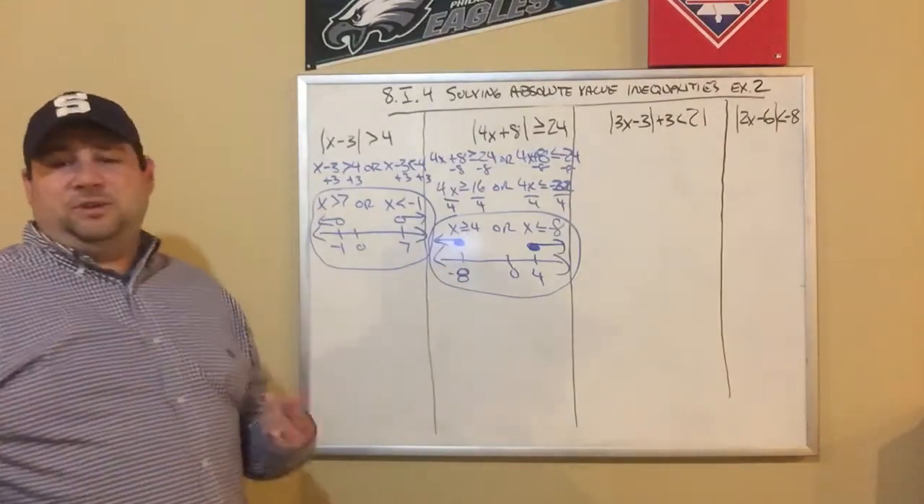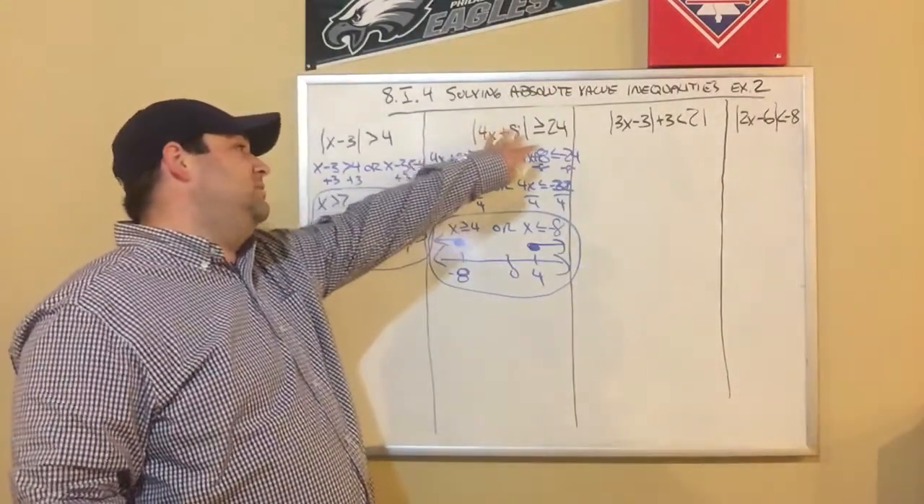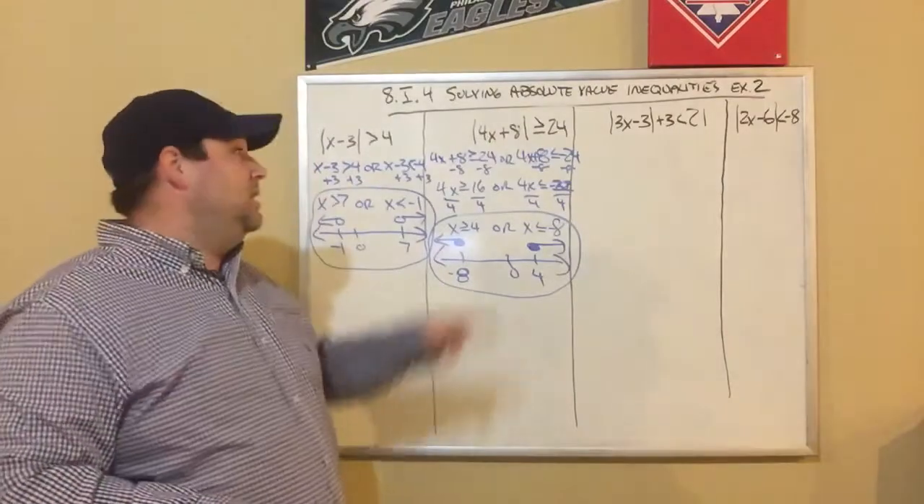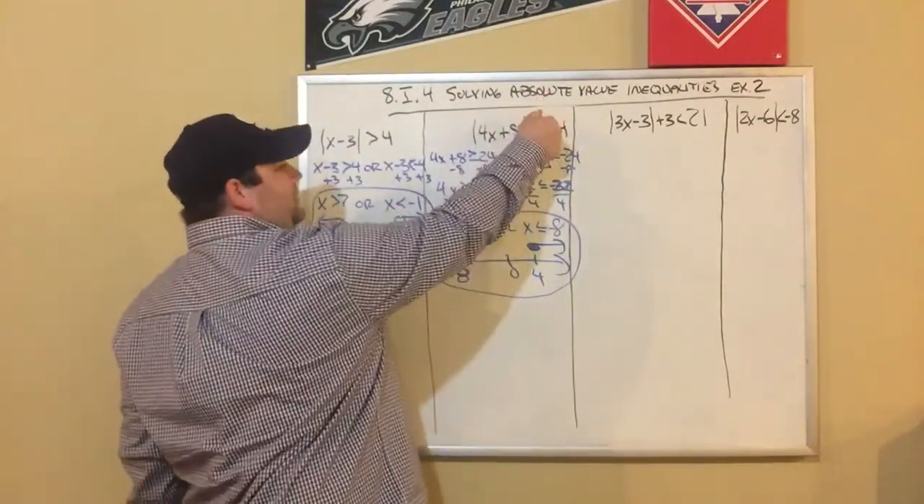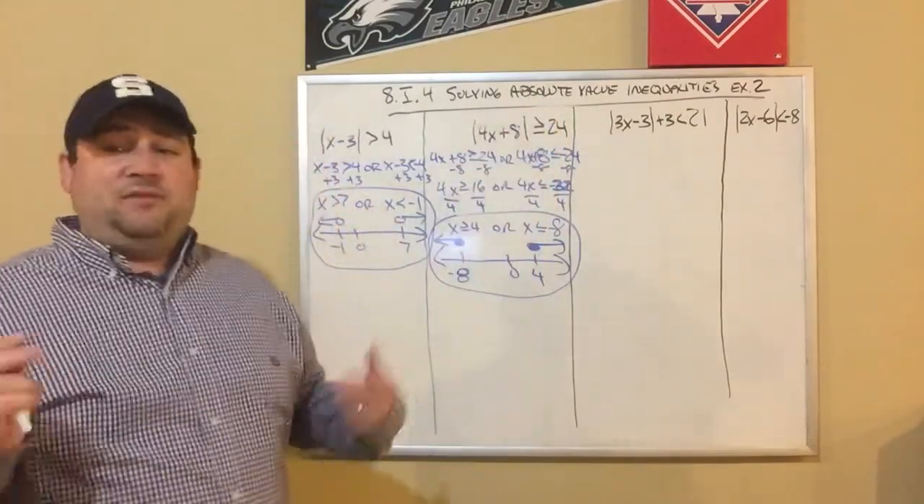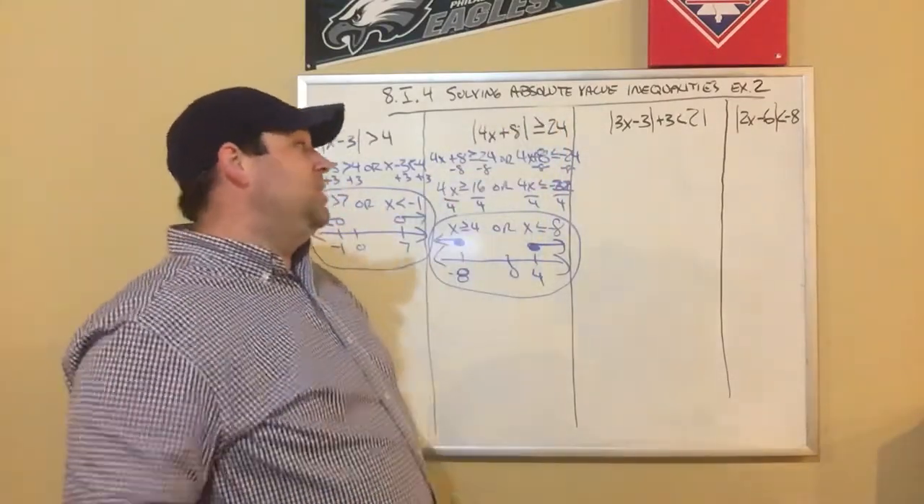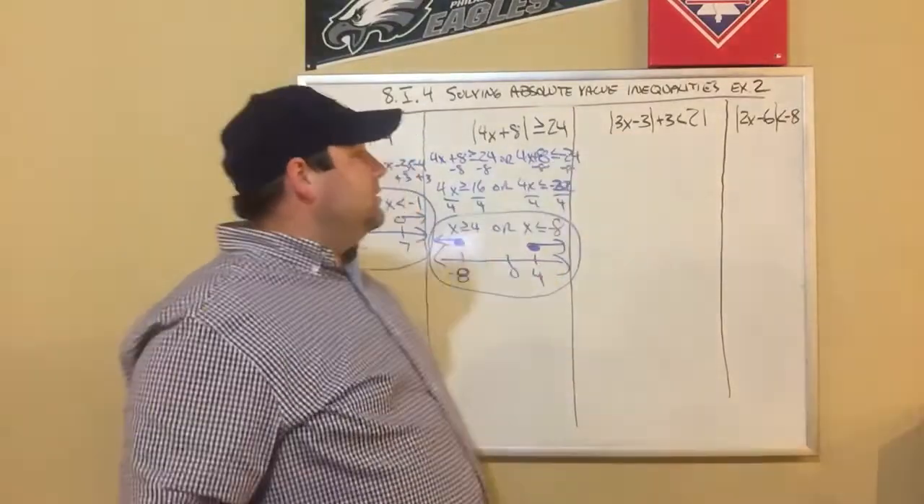So you can see all you're doing is you take the absolute value, you get rid of the absolute value symbols, solve the one as it's written. The other one, you just flip your inequality symbol and make the number negative and solve that one as well, and then you've got your answer. So let's look at our third one here.